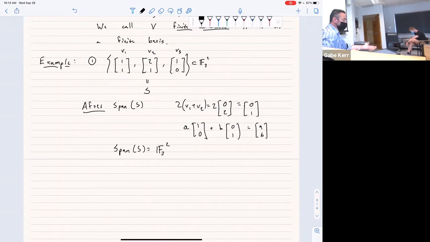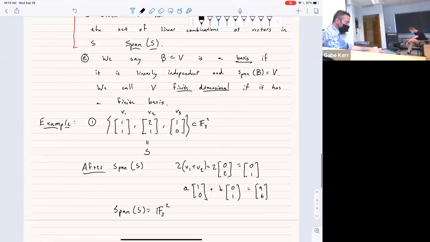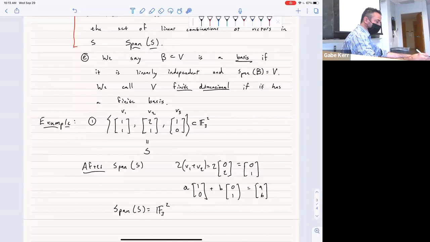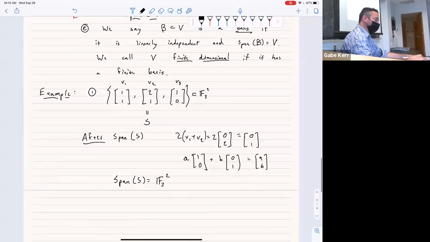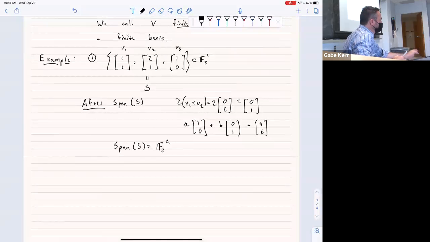Okay, so I got the span, and I say, oh, it's a basis. But wait a minute, I have another condition. Basis also needs to be linearly independent. Let's check. Let's look for, let me write linear combinations in a funky way. Let's say I want A1, V1 plus A2, V2 plus A3, V3.